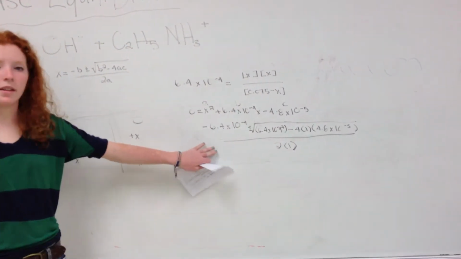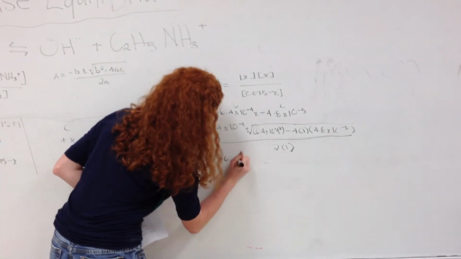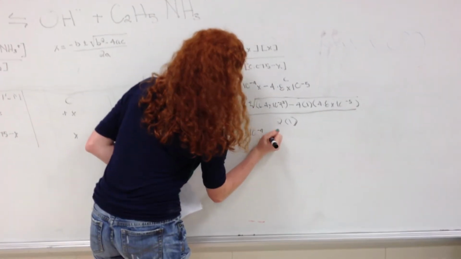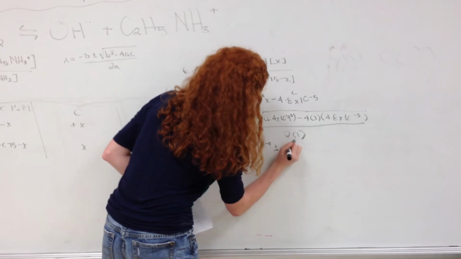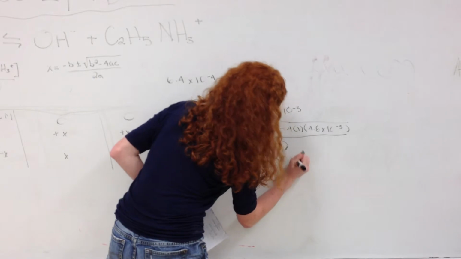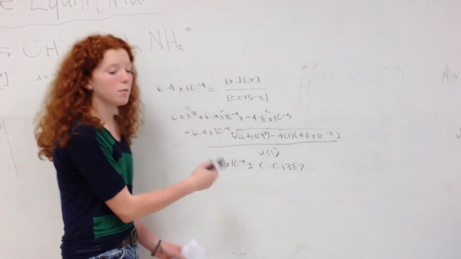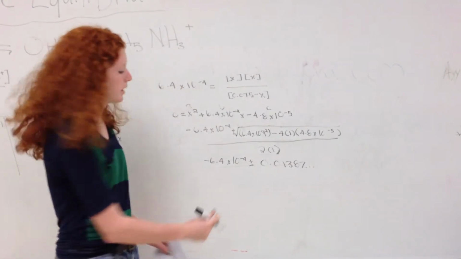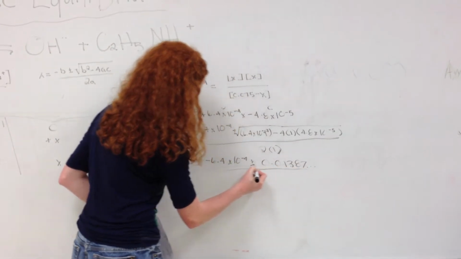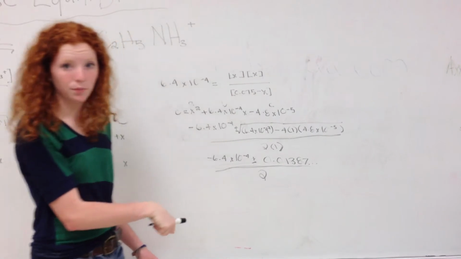So when all of that is multiplied out, you're going to have negative 6.4 times 10 to the negative fourth plus or minus 0.01387..., because you don't want to simplify into sig figs yet, because that could change the outcome of your answer. So from here, it's also going to be divided by 2.